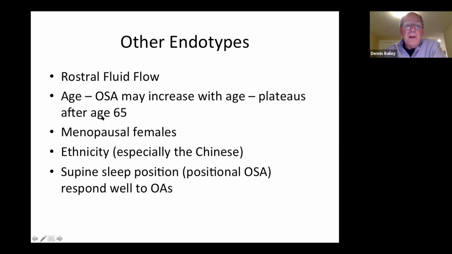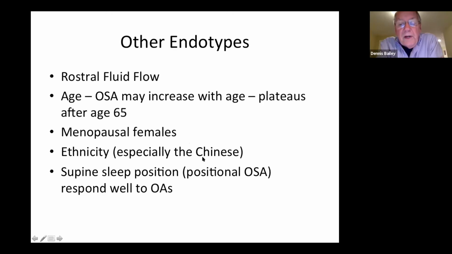Other endotypes, I mentioned rostral fluid flow. I mentioned before age. OSA, as we know, may increase with age, but tends to plateau after age 65. We know that menopausal and postmenopausal females are very different in terms of their predilection towards sleep apnea. We know that peri and postmenopausal females are going to have a higher incidence of sleep apnea than they would if they were premenopausal. We know ethnicity plays a role, and particularly when we look at the Chinese population.